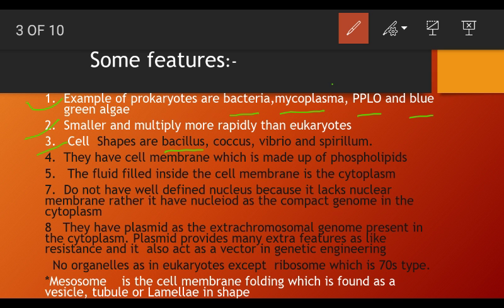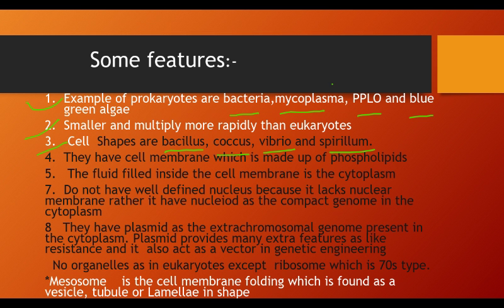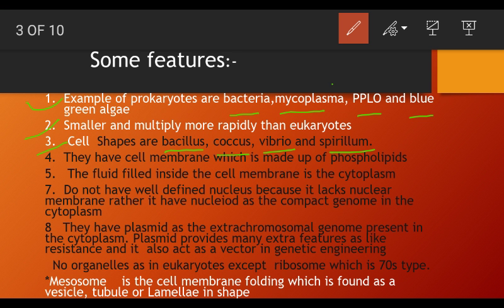Cell shapes are bacillus, coccus, vibrio, and spirillum. Bacillus, that is, they are rod shaped. Coccus, that is, they are spherical. Vibrio, that is, they are comma shaped, and spirillum is something like this, right? So these are some shapes of bacterial cells. You know the examples: an example of bacillus is lactobacillus, coccus is lactococcus, and vibrio is cholera vibrio, right? So these are some examples of bacteria on the basis of their shape.